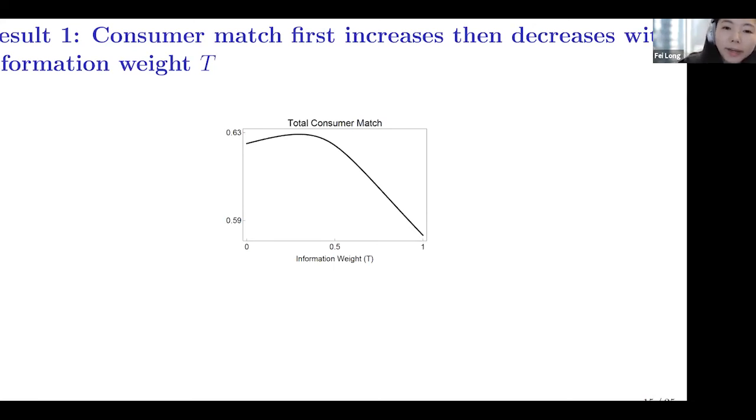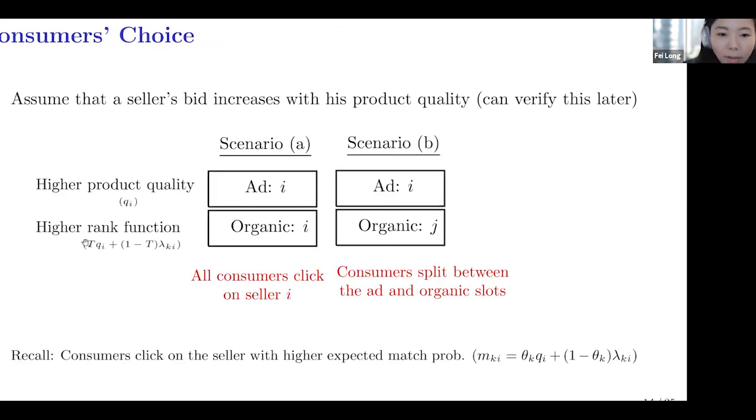The more interesting part is why consumer match is maximal when T is somewhere in the middle. It's not 0. In other words, why the optimal organic ranking will be a combination of product quality and personal fit.